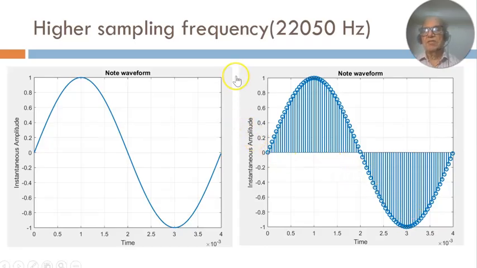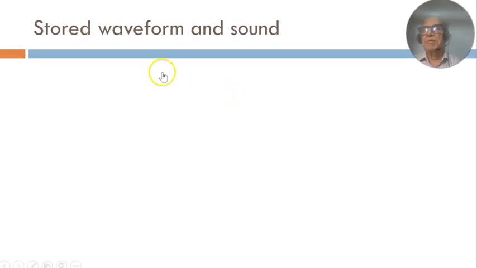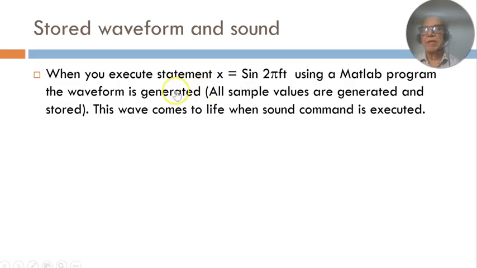Alright, so now we would like to write a program to generate a sine wave. But before we do that, let us try to understand what we call a stored waveform and how it is converted into sound. So when you execute a statement x equal to sine 2 pi ft, after defining t having various values, you will be generating all sample values for x. At this time it is just stored in the computer and doesn't produce any sound.